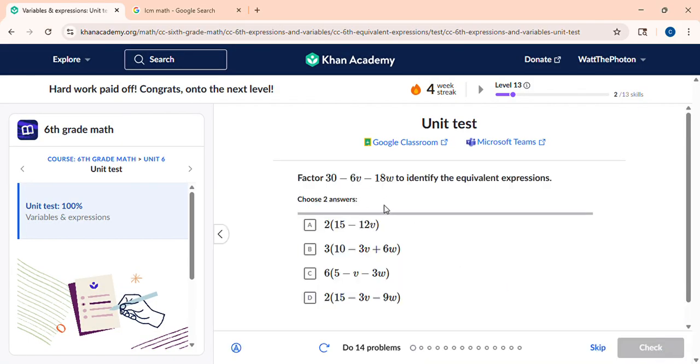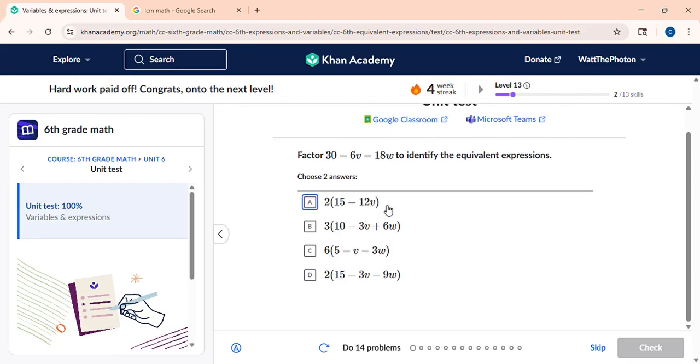30, 6x, 18w. 33. That seems right. 30. That also seems right. 30. Who's the imposter? Positive expression right here. Should be negative.